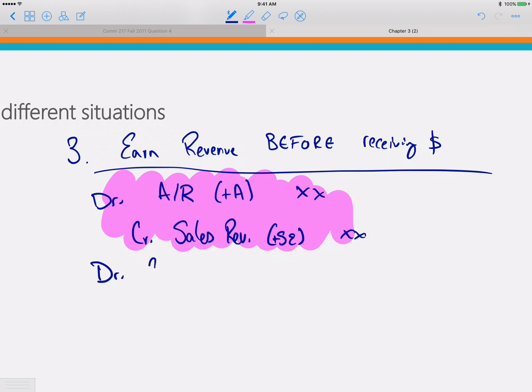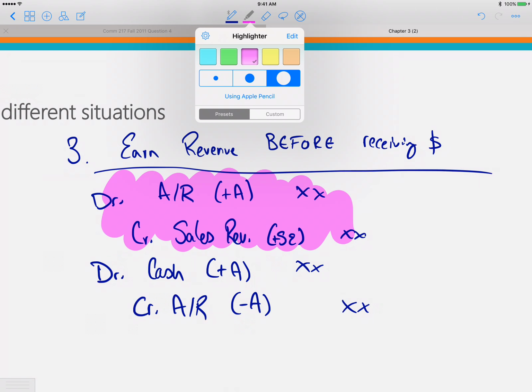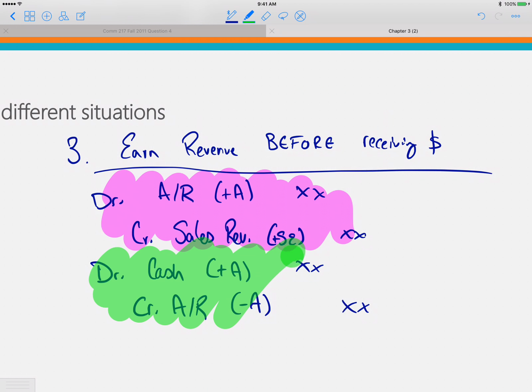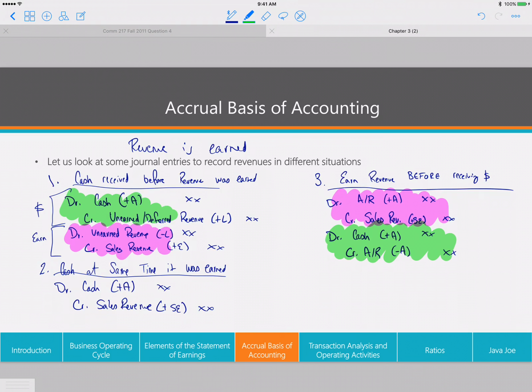Then when we receive the cash, we would debit cash, so it's an increase to assets, and we would credit accounts receivable, so that's a decrease to that asset account. And this actually records the receipt of cash. So if you take a look, there's a couple of different ways this can go, and it's always important when you're doing your journal entries to just think, what's going on? Am I receiving cash now? Have I earned the revenue yet? And these will be the three situations.